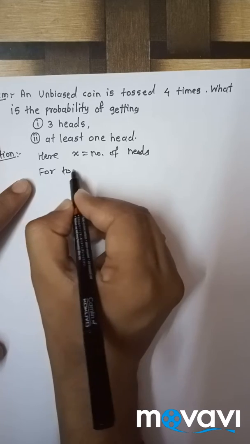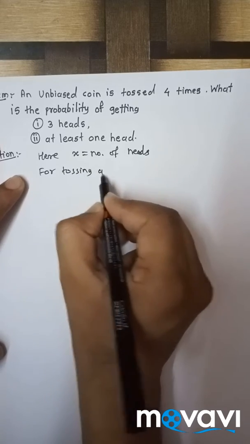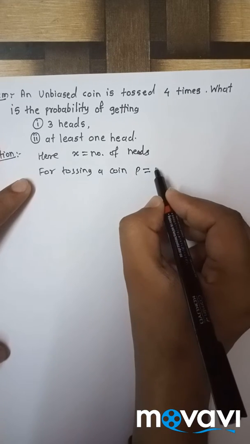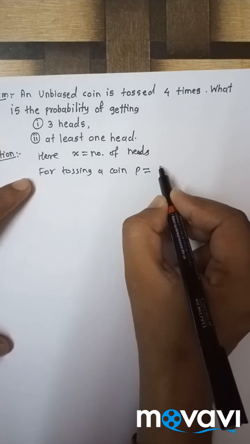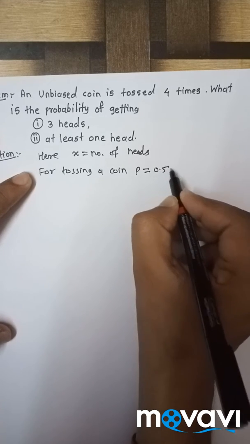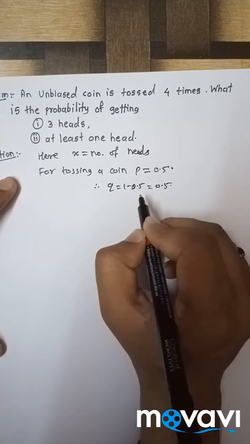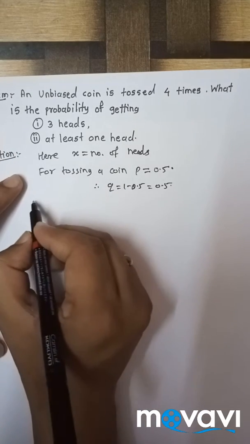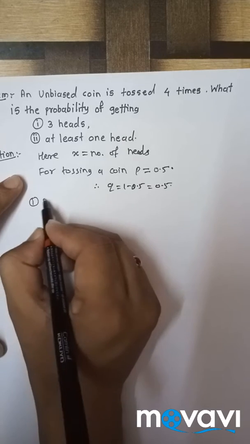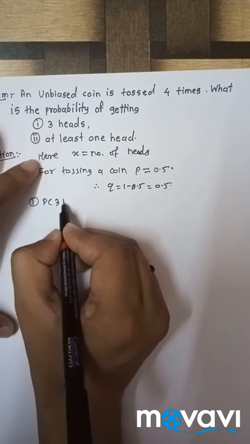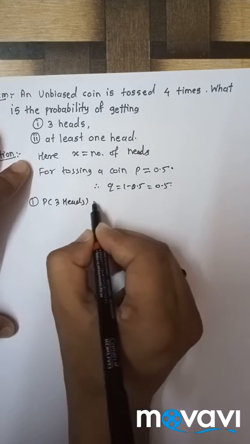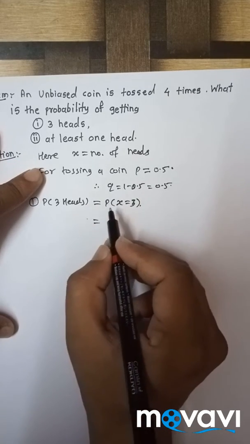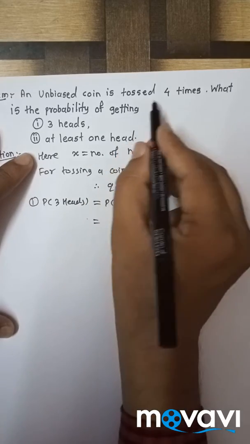For tossing a coin, the value of p, meaning the probability of a head occurring on the uppermost face, is 0.5, and q is 1 minus p, meaning 1 minus 0.5, which is again 0.5. Then the first case, probability of 3 heads, is equal to probability of x equal to 3. Here the value of n is 4.